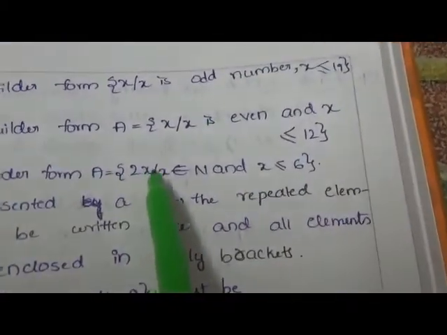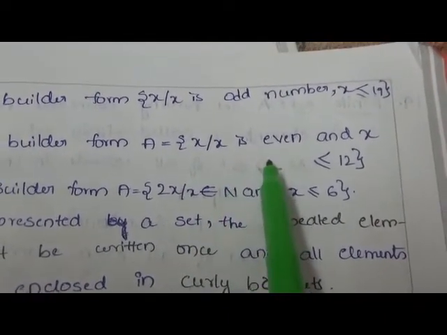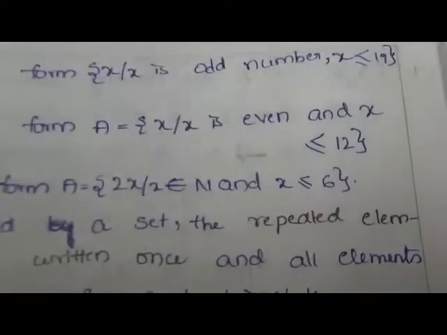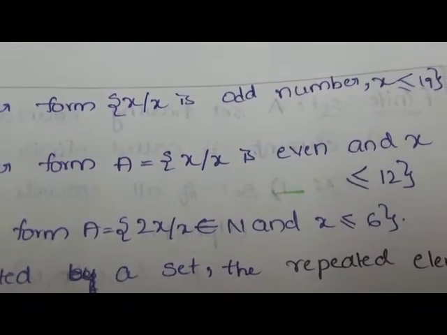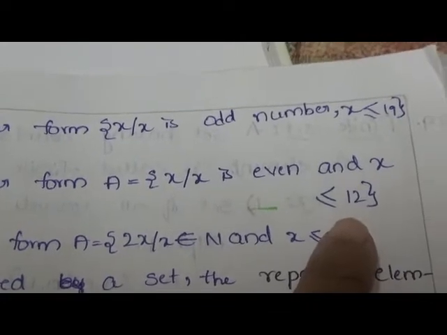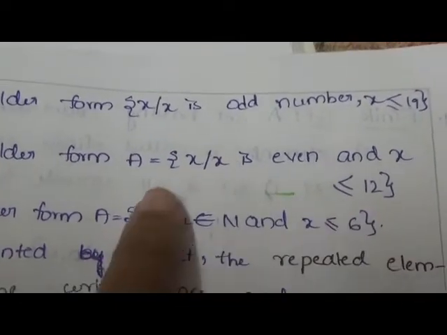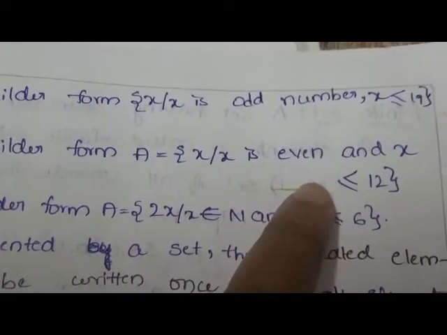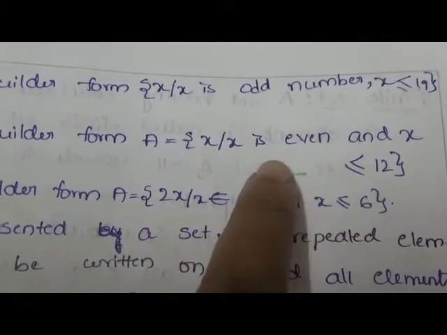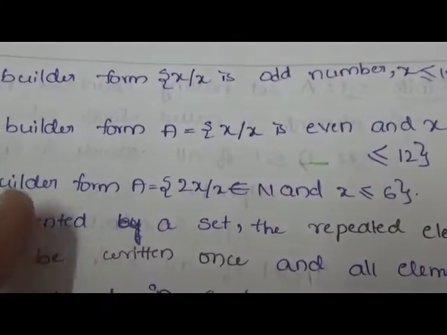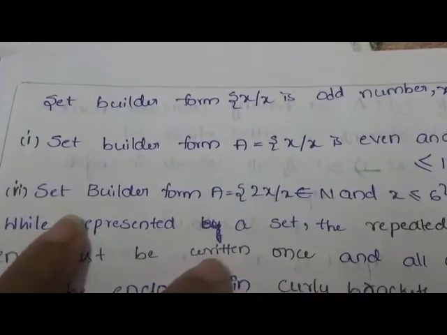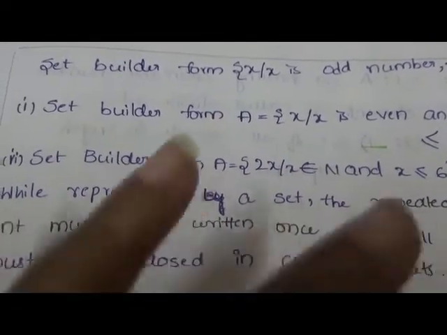So we can write this set builder form in the roster form, just like this. What are even numbers? Even numbers are 2, 4, 6 and so on, up to less than or equal to 12, which means 12 is also included. So A is equal to {2, 4, 6, 8, 10, 12}. By using the set builder form, we can convert into a listed form, and by using the listed form, we can convert into the set builder form. I think you can understand these two distinct ways of describing sets.